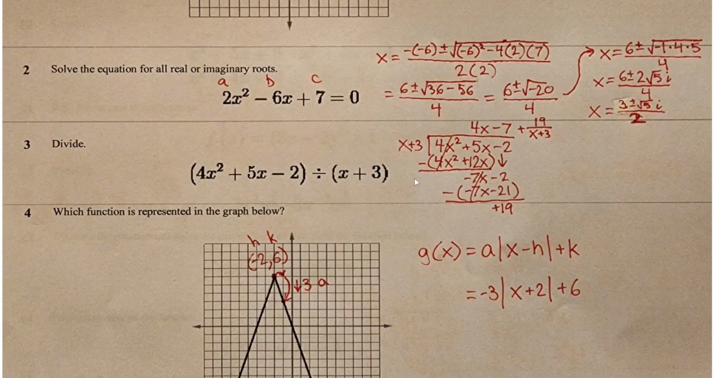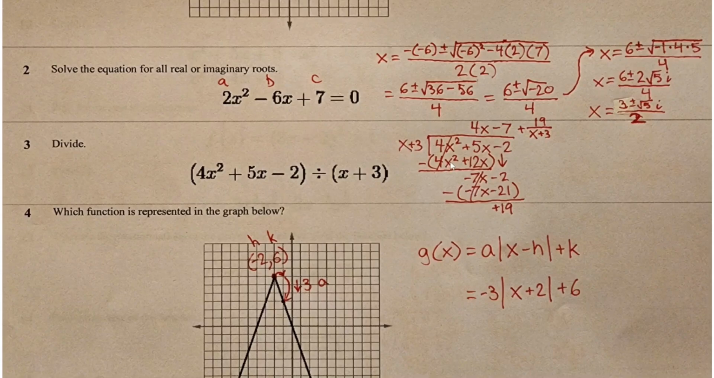Okay, moving on, number 3. We are doing polynomial long division. And yeah, if you remember it, it's fairly simple. I have a few little quirks. But you're just looking at that leading term, 4x squared divided by x. Well, that's 4x. You multiply back just like normal long division.